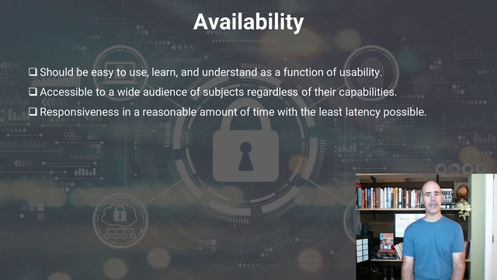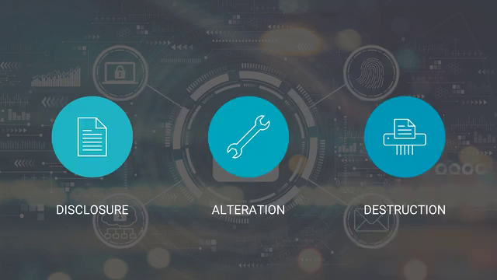And you also, the basic fundamental part of availability is making sure that the responsiveness is there, and the system or the data or the website in some cases, you want to make sure that it responds in a reasonable amount of time. So when we have the CIA, what we're doing is we're protecting against confidentiality, protects against disclosure, integrity protects against alteration, and availability protects against things like destruction.